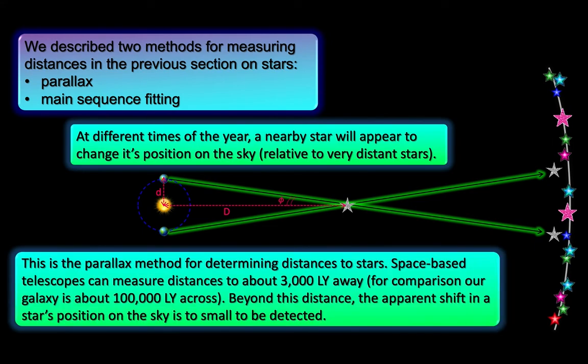Now, the parallax method will work for relatively nearby stars. For stars within about 3,000 light years of the sun, we can measure parallax. But beyond that distance, our technology cannot measure the parallax of other stars. Now, how far is 3,000 light years? Well, for comparison, our galaxy that we live in is over 100,000 light years across. So we could really only use parallax to measure the distance to some stars in our immediate neighborhood.